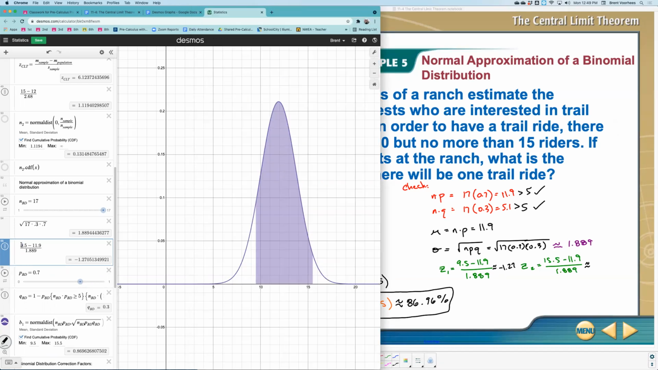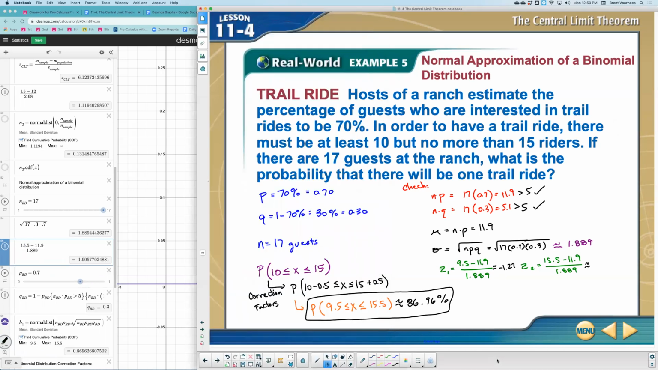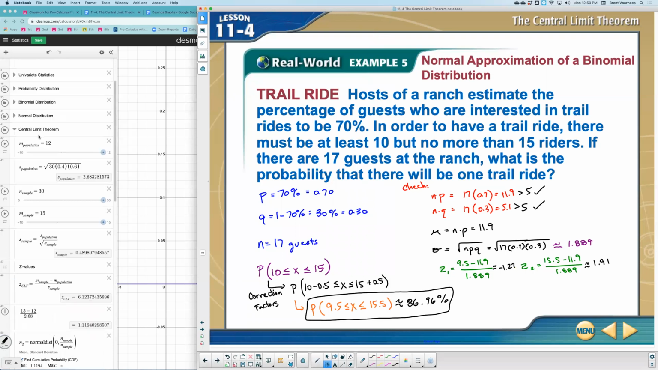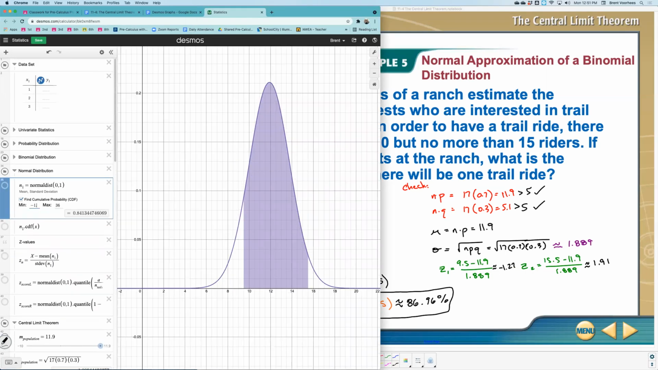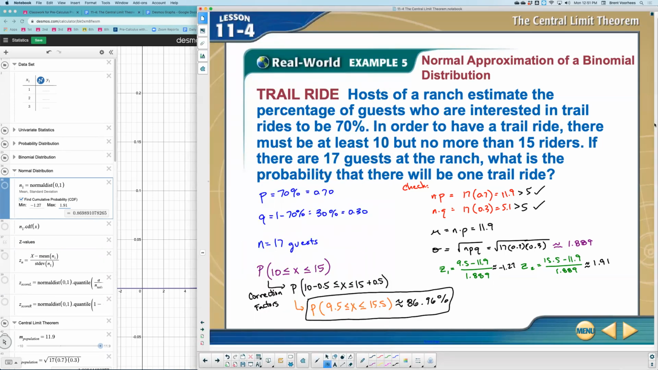And over here, let's see what this z-score value would be. If I change this to a 15.5, I get 1.91. And so if I use the standard normal, let me just type these in here, negative 1.27 to 1.91, you can see we get basically the same number here. So I should have just come up here and done the standard normal. So again, these z values would be if you were using a standard normal distribution. That's how you would represent a normal distribution with the mean of 0 and a standard deviation of 1. These would be the z values you'd use to find that probability.